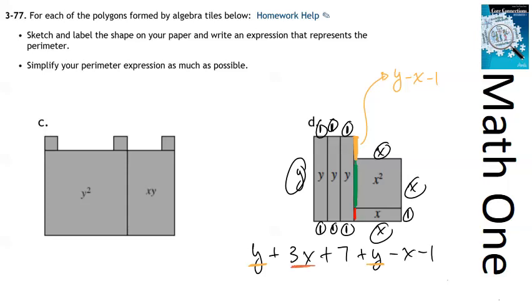I've also got 3 x's, and I need to subtract an x. And the other thing that's going on here is I have a 7, and I need to subtract a 1. So when I combine my y's, y plus another y is 2y, and then I've got 3x minus an x, which is plus 2x, and I've got 7 minus 1, which is plus 6. So this is the perimeter of this shape, as simplified as much as possible.